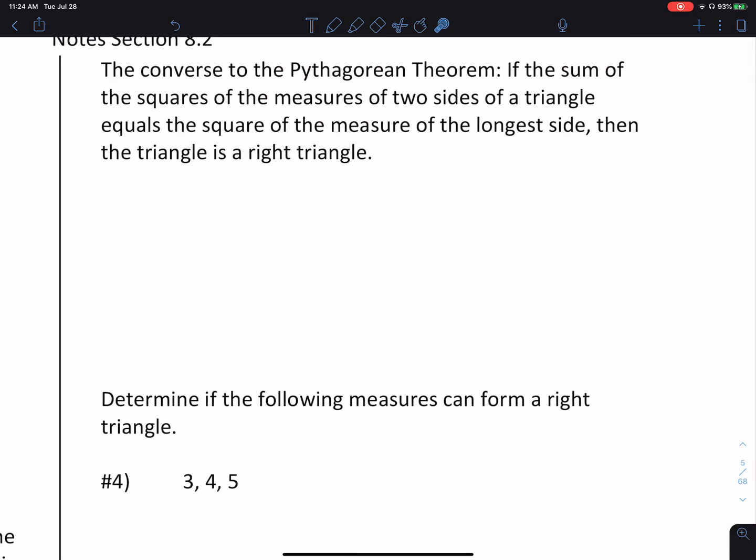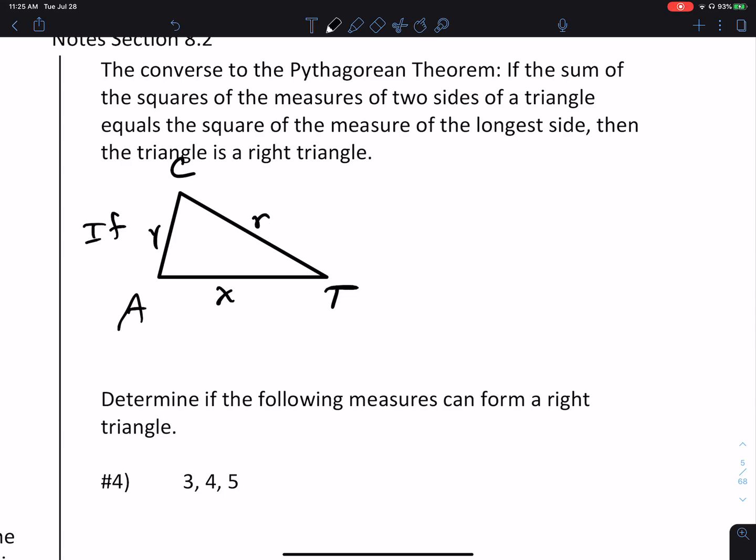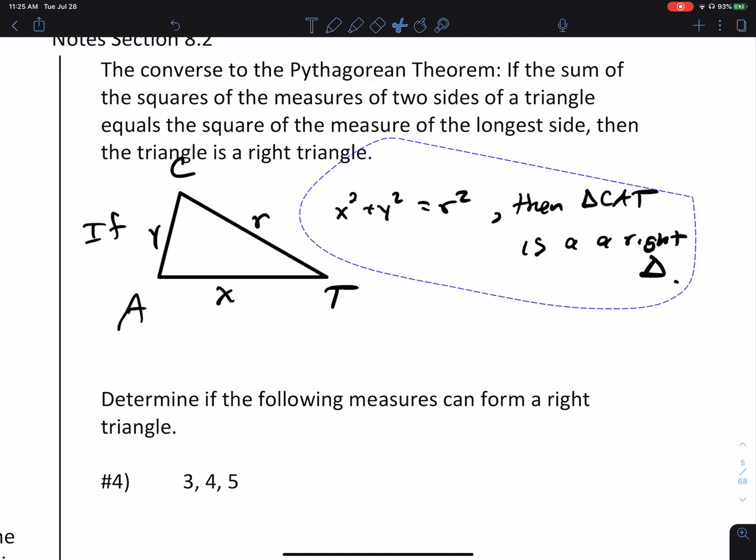The converse to the Pythagorean theorem. Remember, a converse is when you interchange the hypothesis and conclusion. If the sum of the squares of the measures of two sides of a triangle equals the square of the measure of the longest side, then the triangle is a right triangle. Let's draw a picture of the situation. Some random triangle. Now you're not assuming, you're going to be given the lengths of these things. So let's say that r is the biggest side. And if we square x and we square y and add those together and it equals r squared, then according to the converse to the Pythagorean theorem, we know that triangle is a right triangle. That's the converse to the Pythagorean theorem.